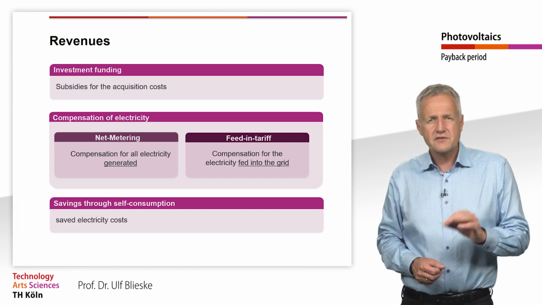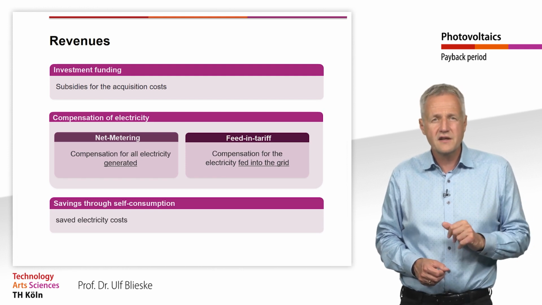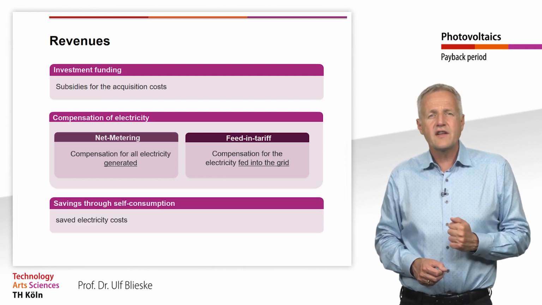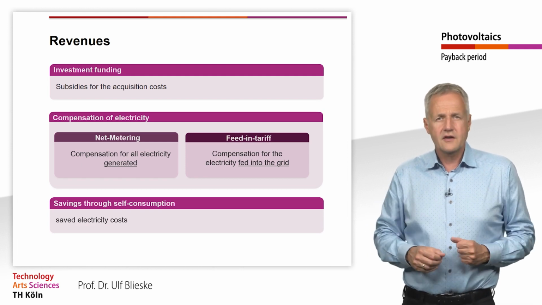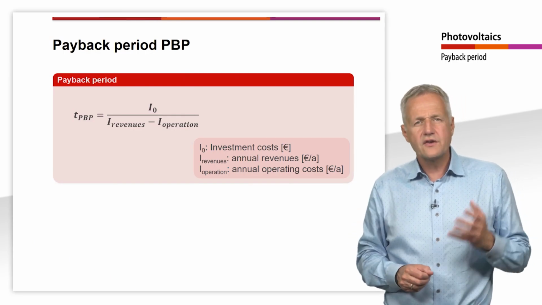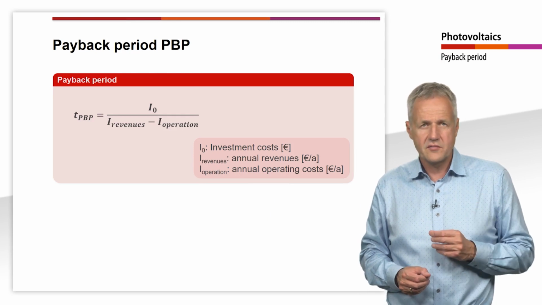However, in some countries, but also for very small systems, meaning smaller than 600 watt peak in Germany, the savings due to self-consumption of PV electricity are the only economic benefit. Let's now look at how we can use these values to evaluate the profitability of a PV system.